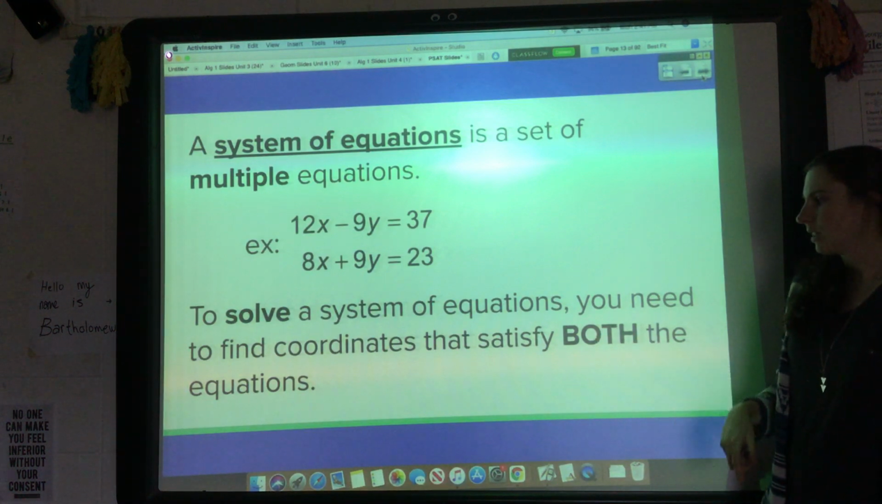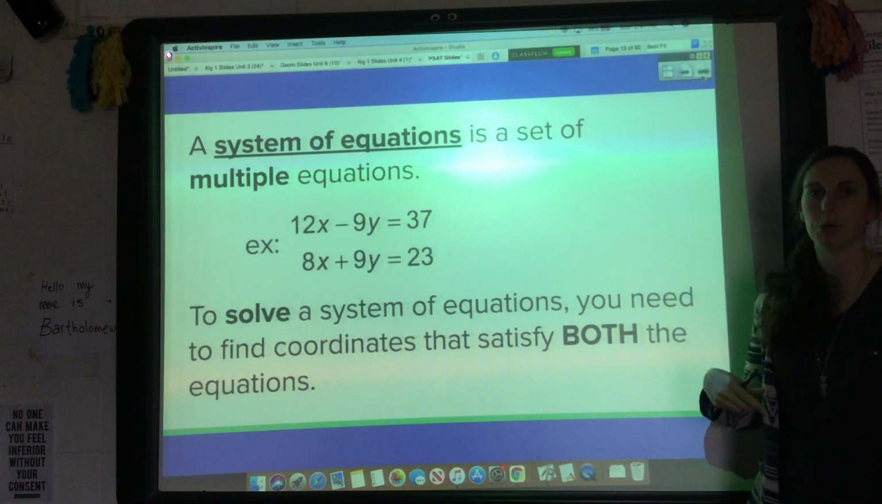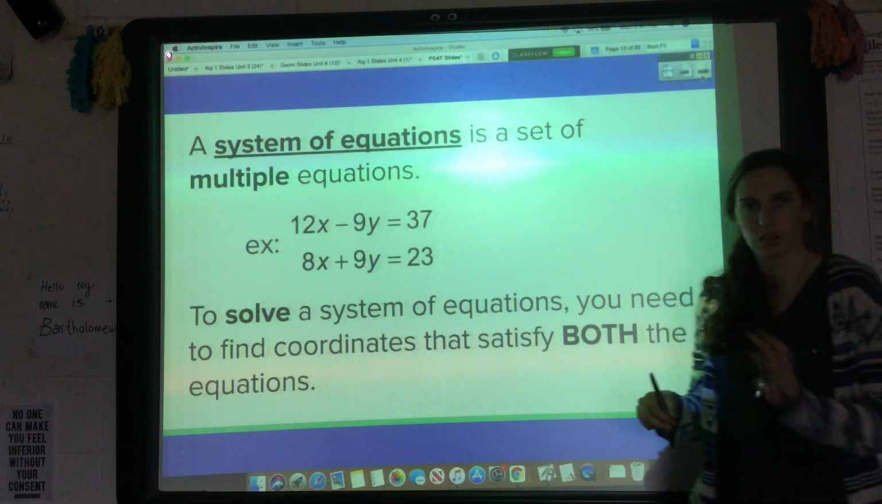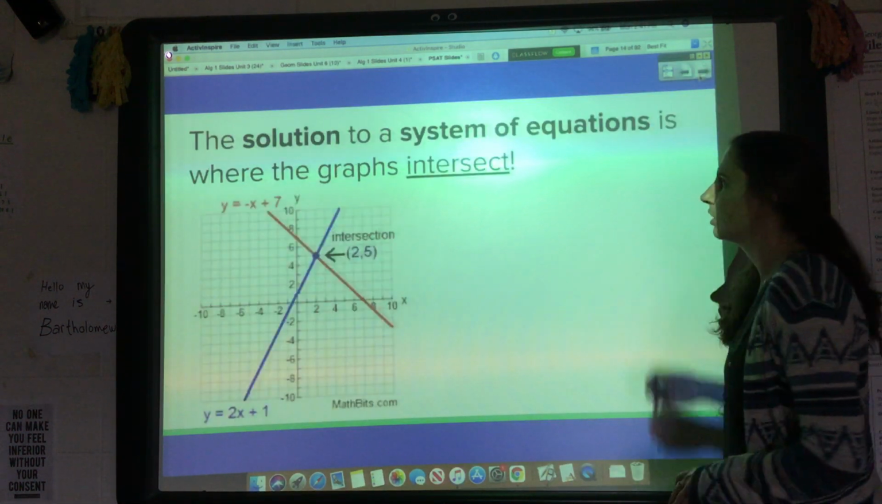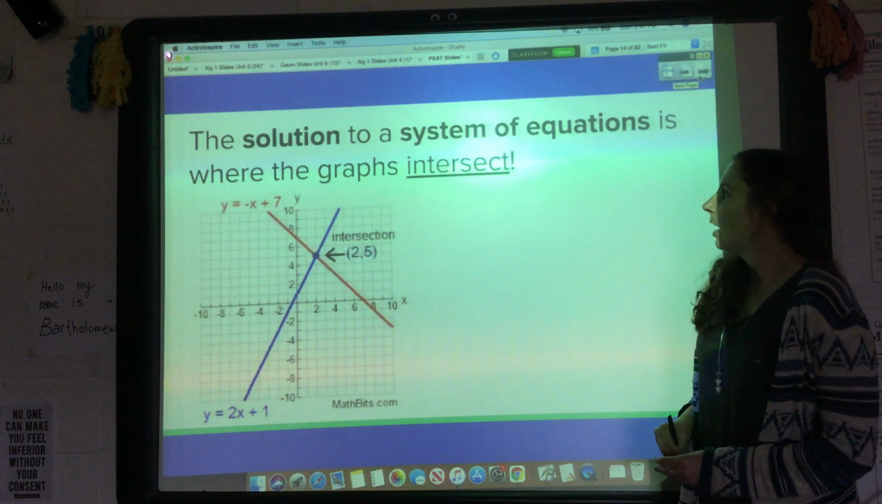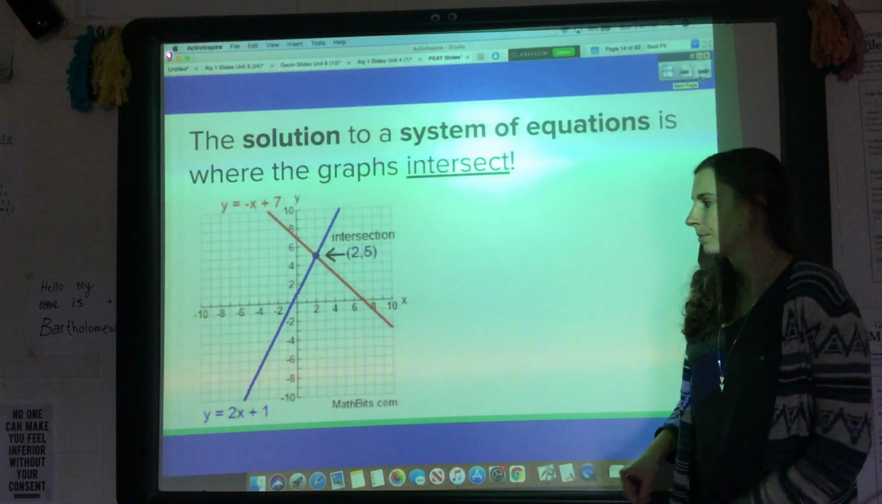So that's this. You have to find coordinates that satisfy both equations. There are 3 ways to do this. The first is to graph it, because it's just where they intersect.